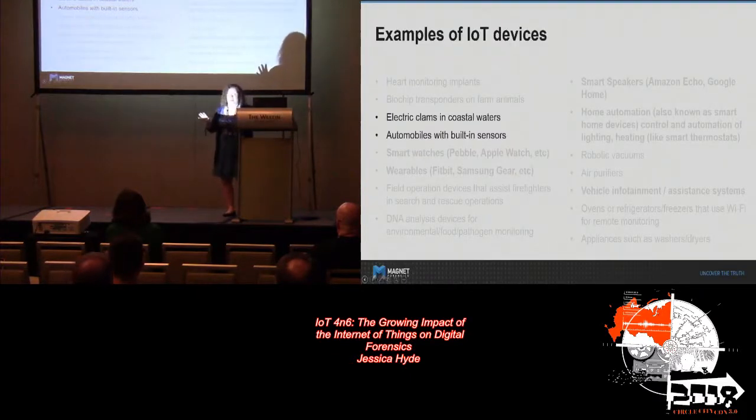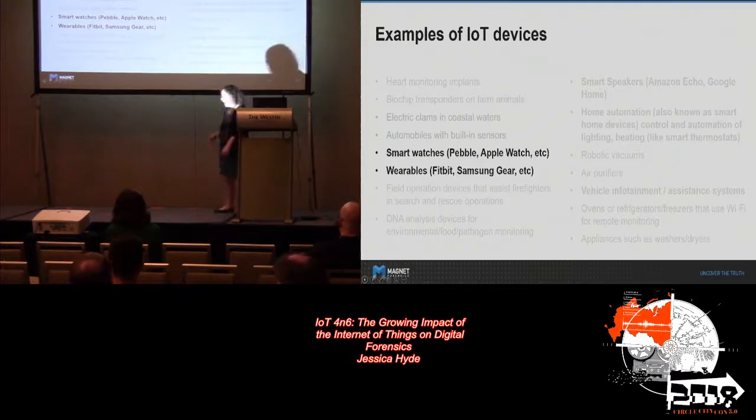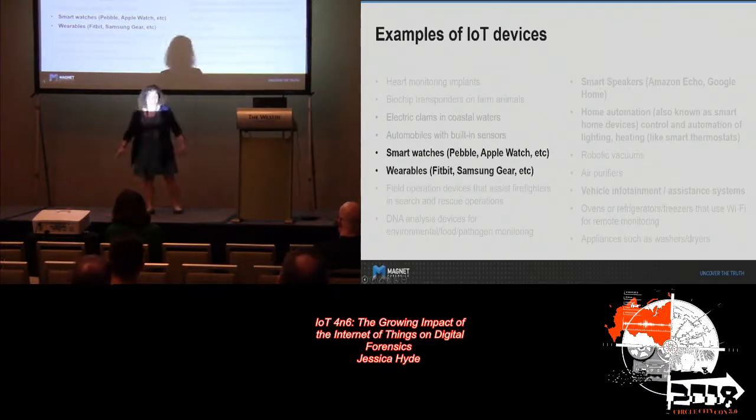There is some weird stuff, guys. There are electric clams that have sensors on them, right? So when you're talking about IoT, it gets weird. Automobiles have multiple built-in sensors, multiple cars. In bold here, things we're going to talk about: smartwatches and wearables.